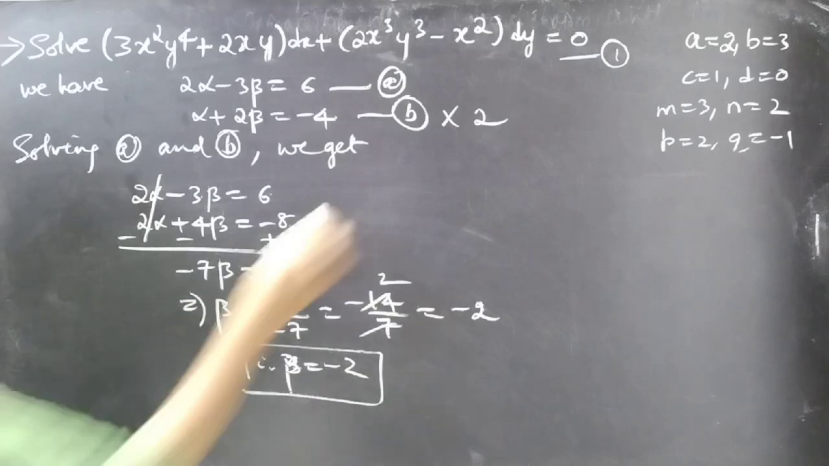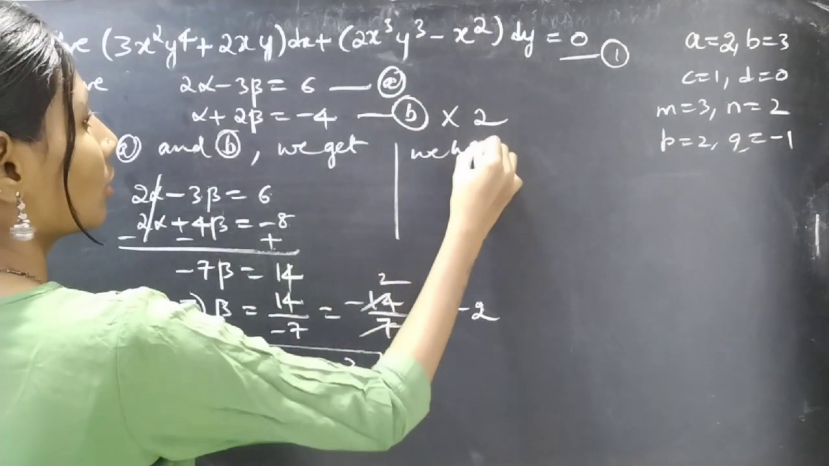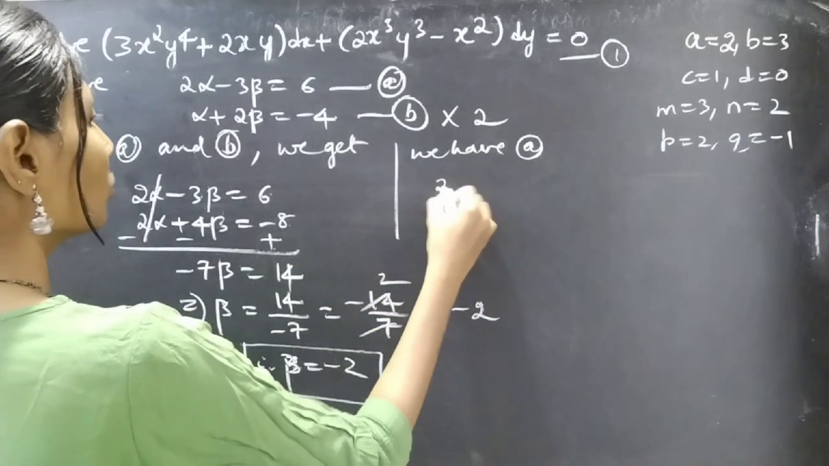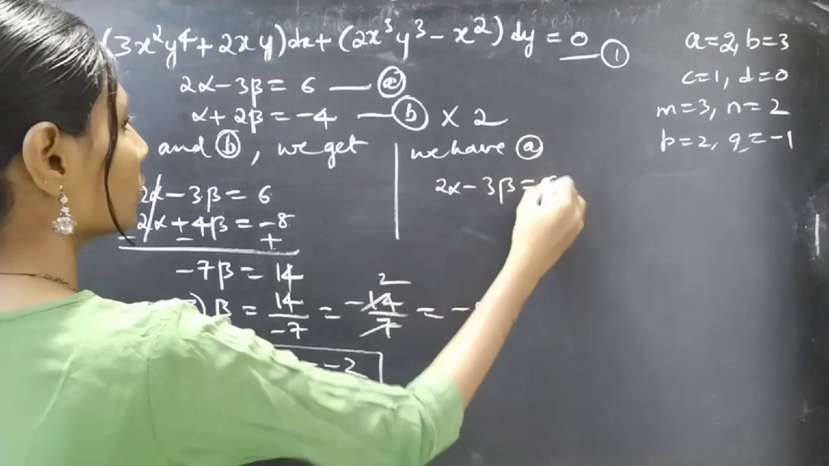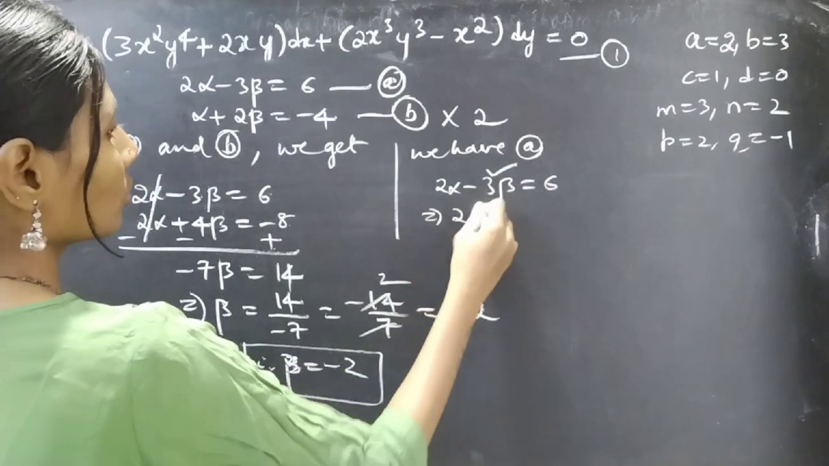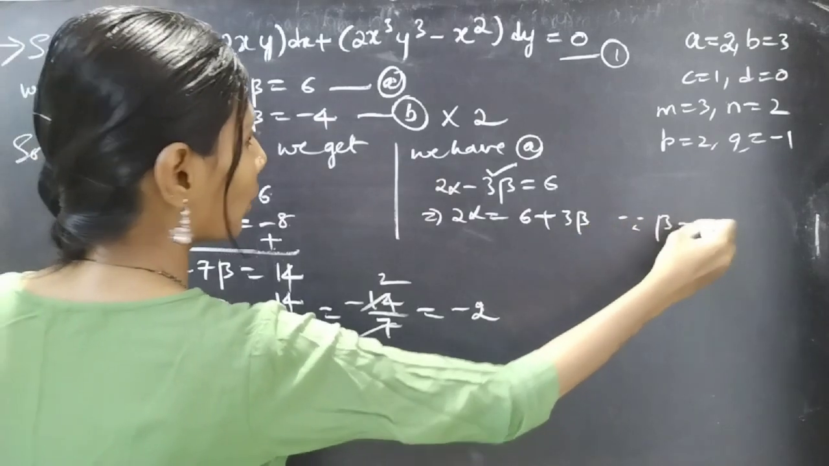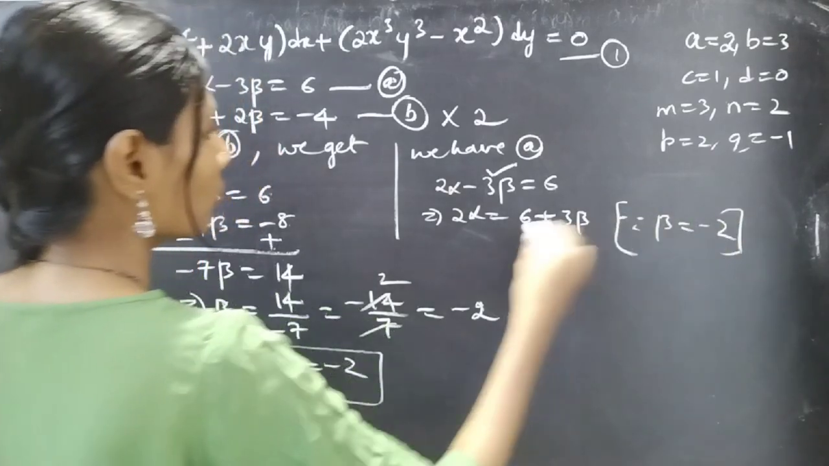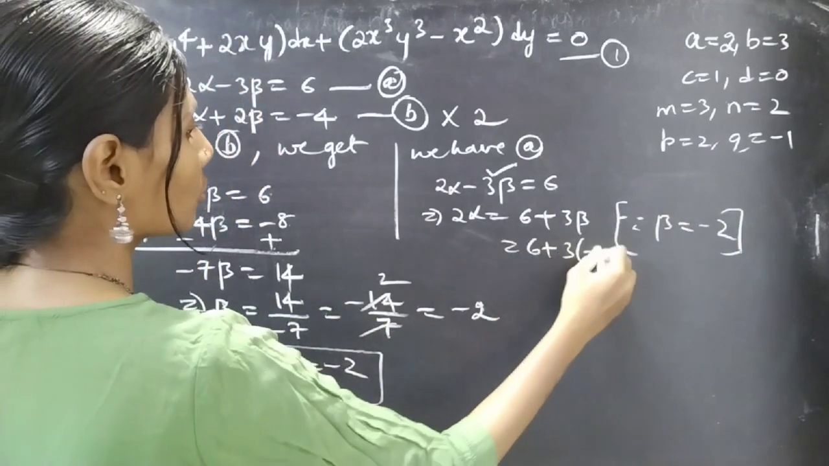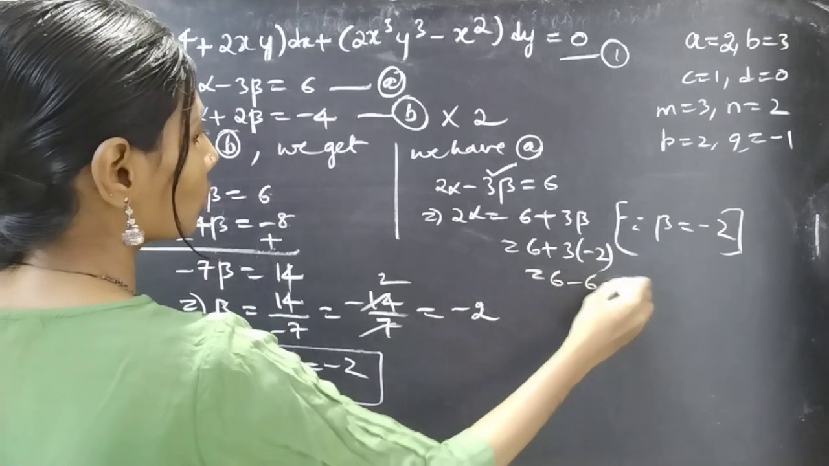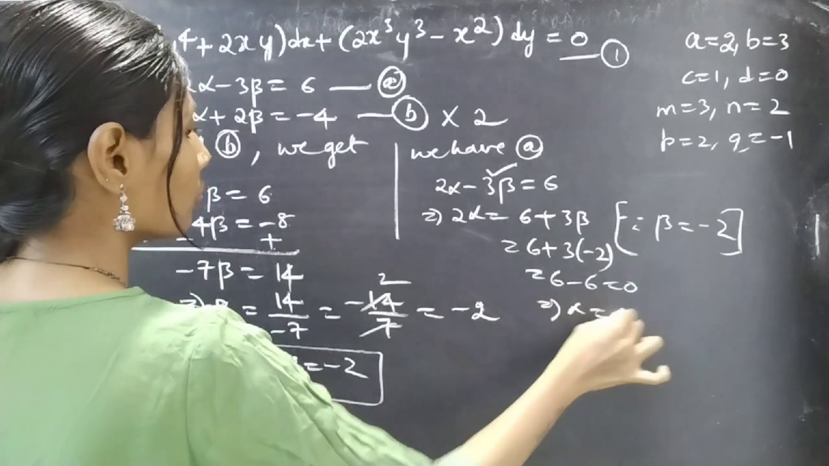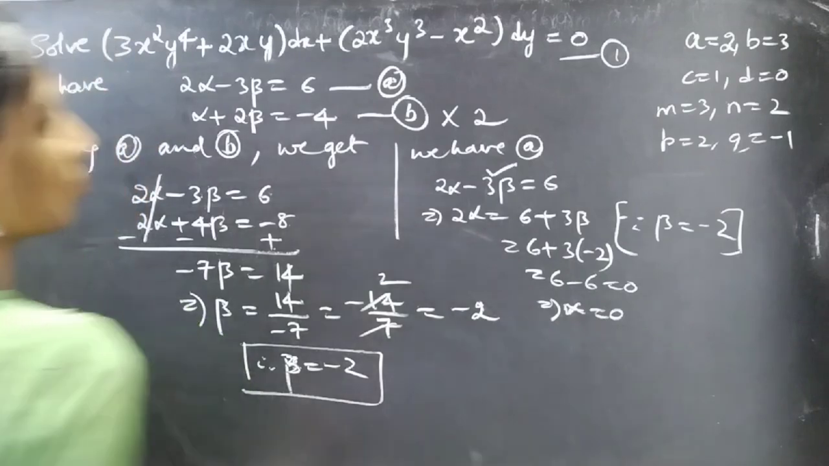We have equation A, which is 2 alpha minus 3 beta equal to 6. Let's take this beta term to RHS. You'll get 2 alpha equal to 6 plus 3 beta. Since beta equal to minus 2, let's substitute the value here. You'll get 6 plus 3 times minus 2, which gives us 6 minus 2 equal to 0. From this we'll get alpha equal to 0.